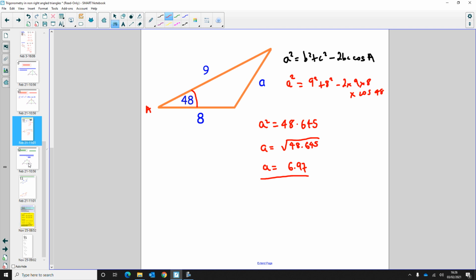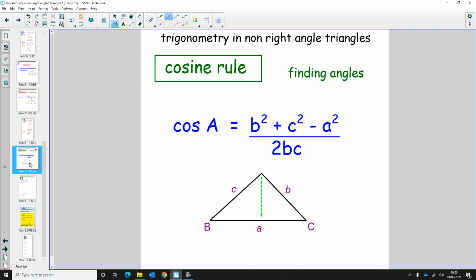Now what we're going to do is use the Cos rule for a missing angle. Okay, so the Cos rule for the missing angle is just a slightly rearranged formula given here. So cos A is equal to b squared plus c squared minus a squared, all divided by 2bc.